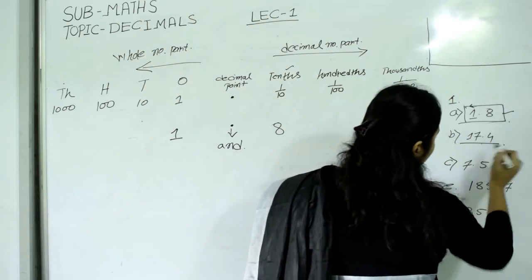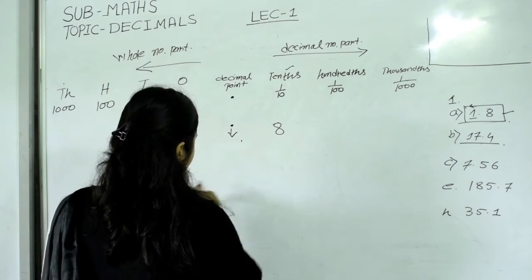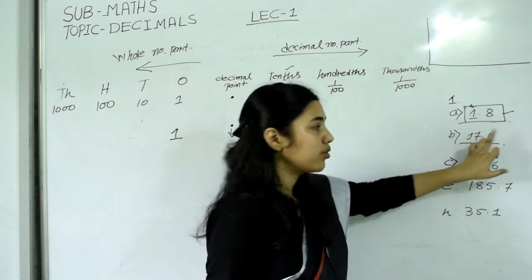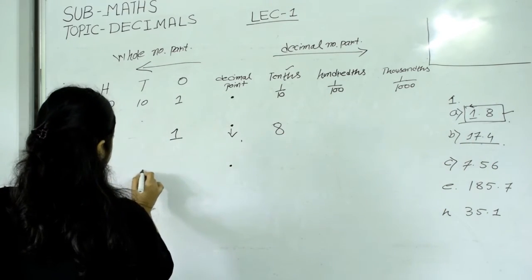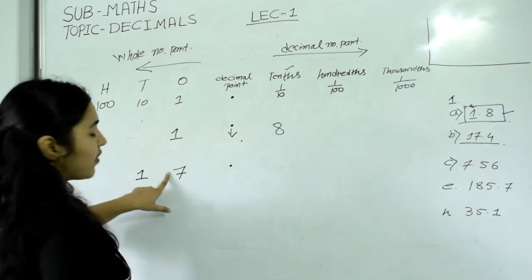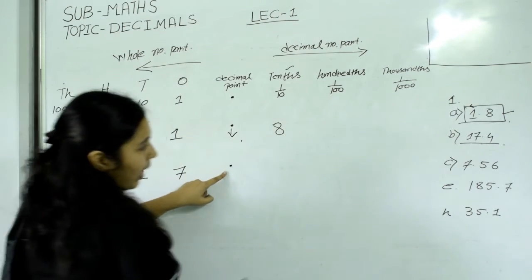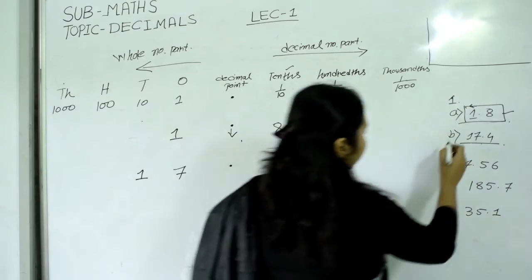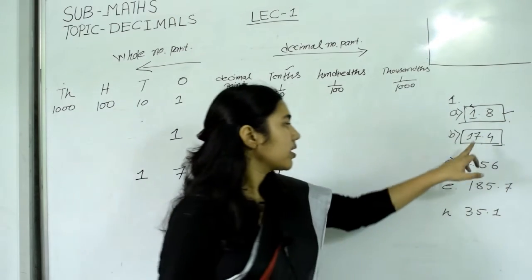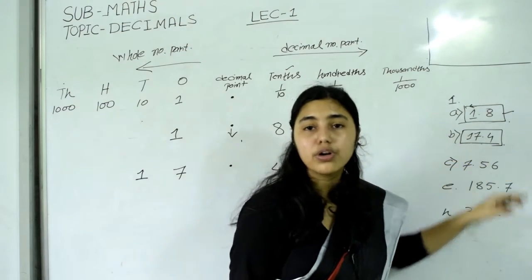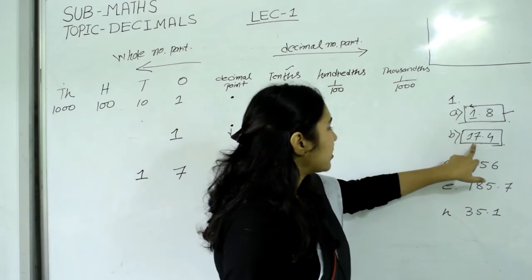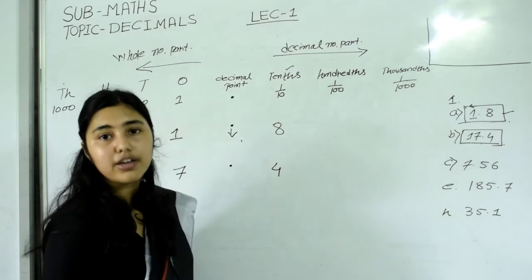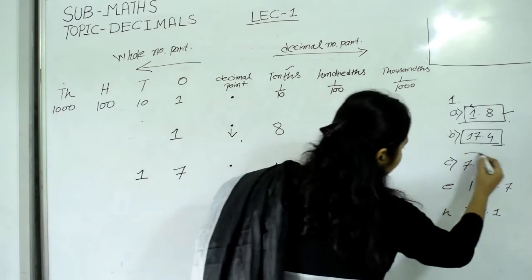Now next number, again put here the point. 17.4, which means 1 ten, 7 ones and 4 tenths, which means we can read this number as 17.4 or 17 and 4 tenths. What? 17 and 4 tenths.